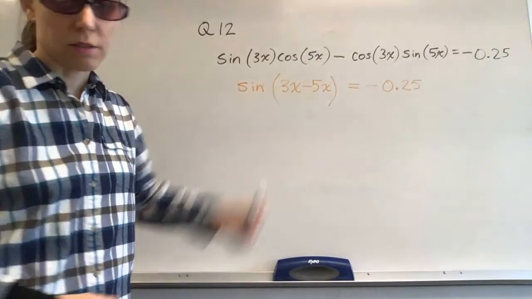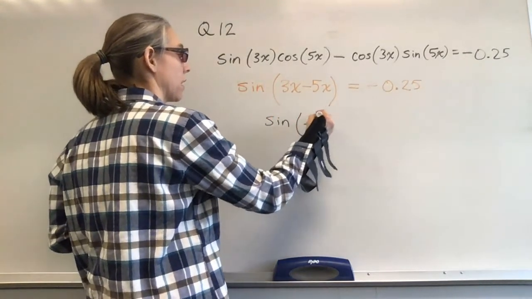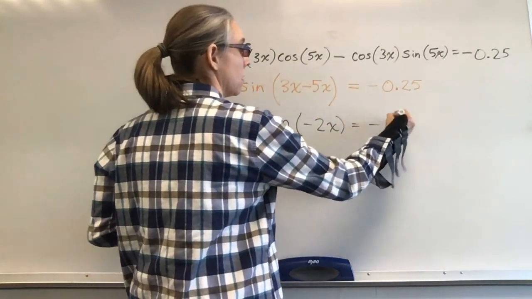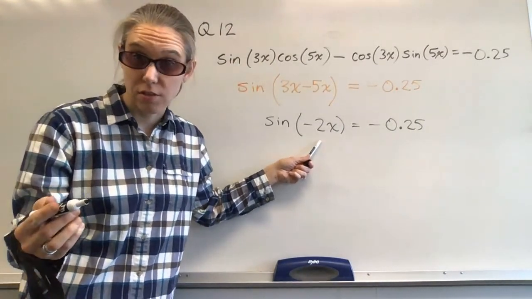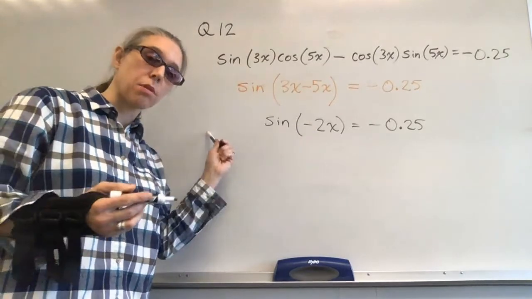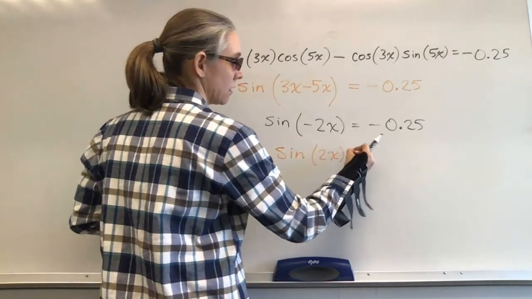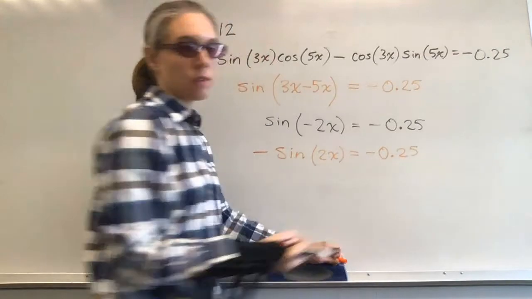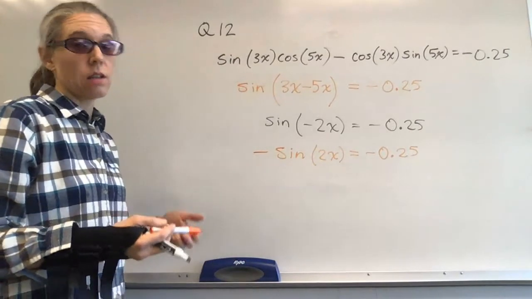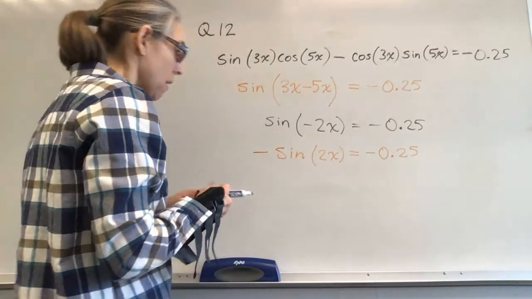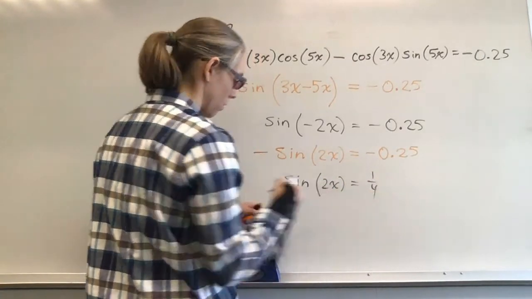0.25. And now I can rewrite this, of course, as the sine of negative 2x. Now you can proceed from here, but you can also just remember that sine is an odd function, so the negative inside has to pop out. So we end up with negative sine of 2x is equal to negative 0.25. If this had been cosine, cosine is even, so you would not pop the negative out. Tangent's odd, and odd functions get the negative to pop out. So this is then sine of 2x is equal to positive 1/4.